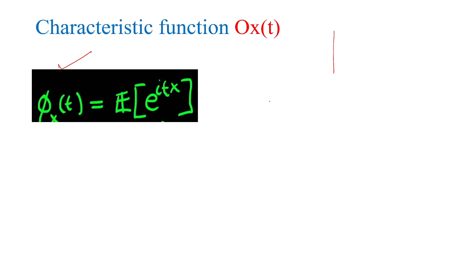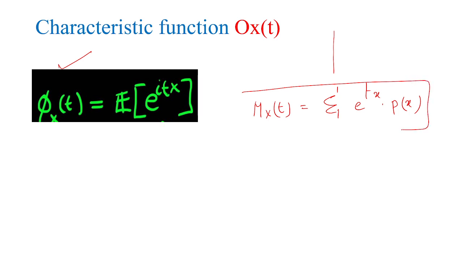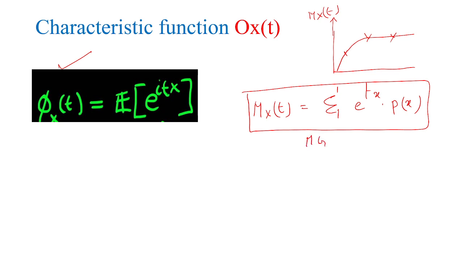Like M x of t, the moment generating function, if it is a discrete random variable, e power tx into p of x is the average for the given random variable. If the data is varied, like exponential, then they calculate the average by using the moment generating function, denoted with MGF. If it is not satisfied, in another special case where any imaginary parts are there, then they go for the characteristic function phi x of t.